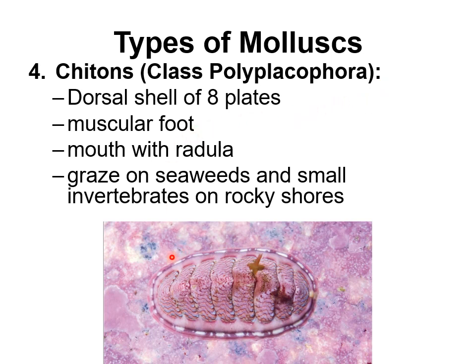They have a foot underneath, that's like this striped thing that you see there. They have this foot on the ground. They have a mouth with a radula they use for grazing on things that are on the seafloor, scraping seaweeds and invertebrates off of the seafloor underneath them.